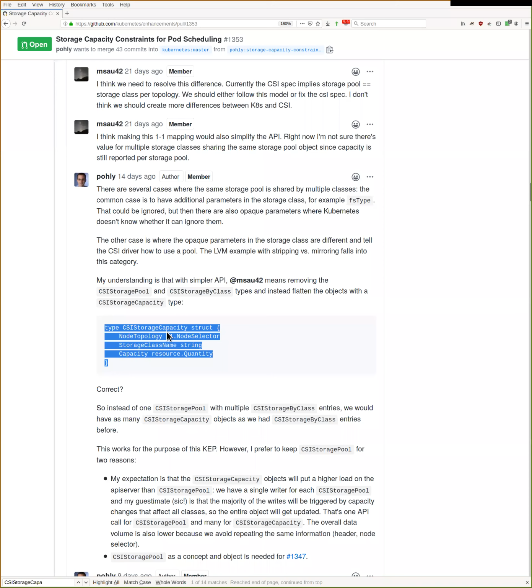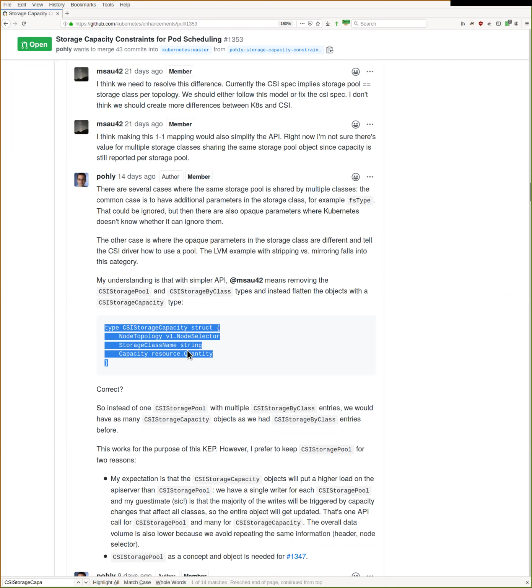Which way of representing this information is more manageable for the API server, right? We're not concerned about concepts anymore. We are now trying to find a good representation. Or what other concerns do we have if the CSI storage capacity struct looks different? So this is the API, right? It's not just the struct. Yeah, it is an API.